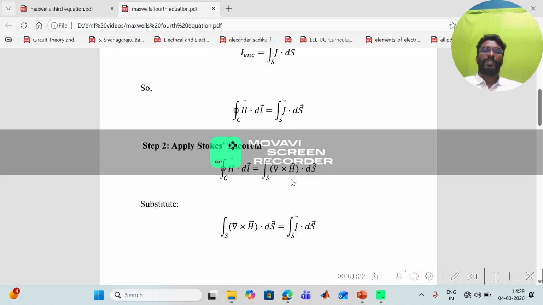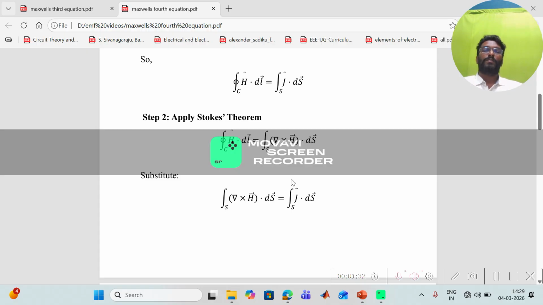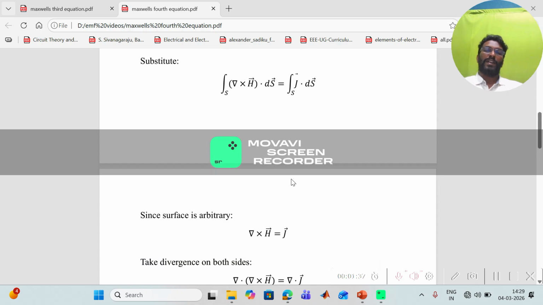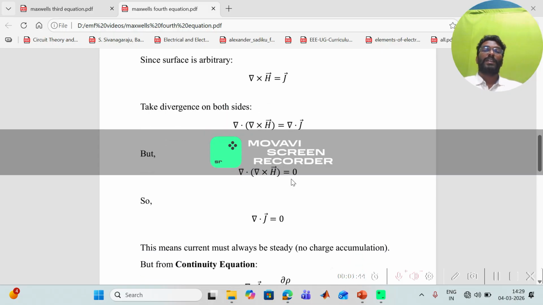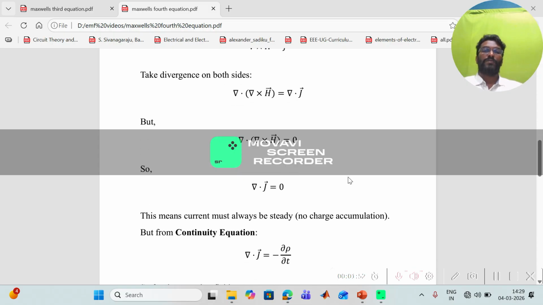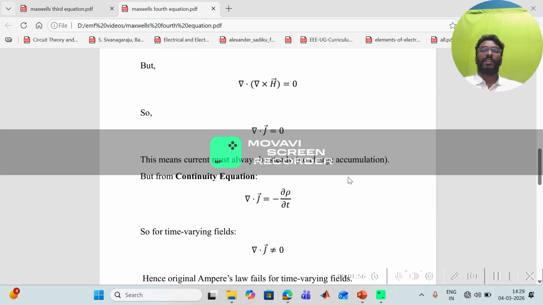Now if we apply Stokes theorem for this, the left hand side of the equation becomes closed line integral of H bar dot dl is equal to surface integral of del cross H ds. And if we substitute this, it becomes surface integral of del cross H ds is equal to surface integral of J bar dot ds. Since surface is arbitrary, we can say del cross H is equal to J bar, and taking divergence on both sides, del dot del cross H is equal to del dot J. But as you know, the divergence of a curl of a vector is equal to 0. Therefore, we can say del dot J is equal to 0, which means that current must always be steady.